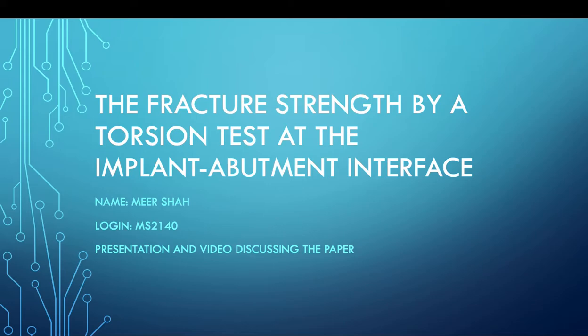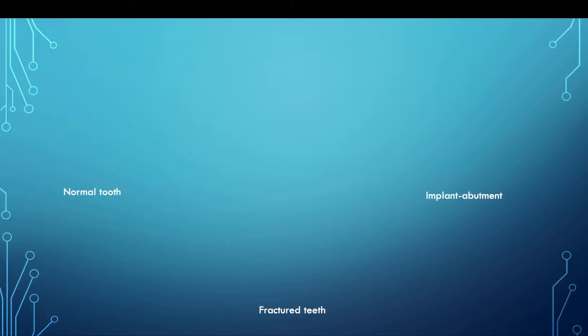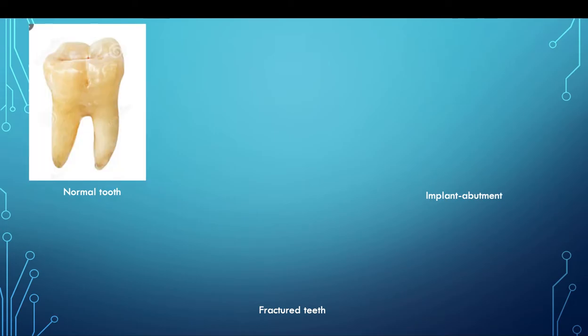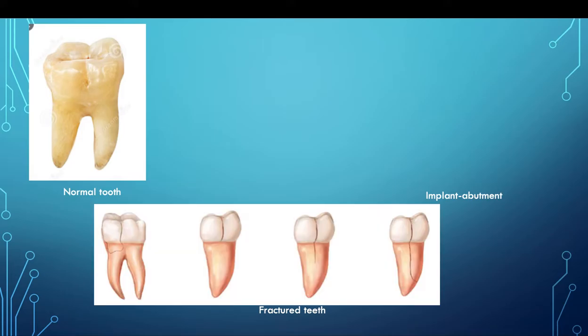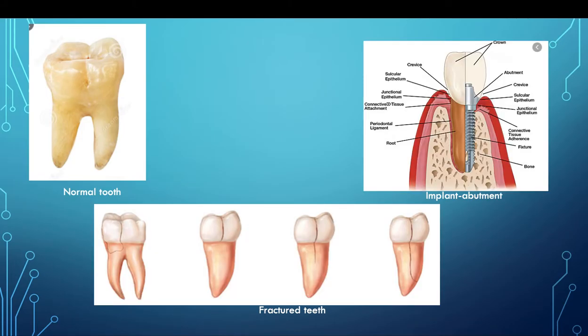Firstly, I'd like to start off with a few pictures of what a normal tooth looks like, what fractured teeth look like, and what an implant abutment interface looks like. As we can see in the interface, there's a crown, an abutment, a screw, and the implant.